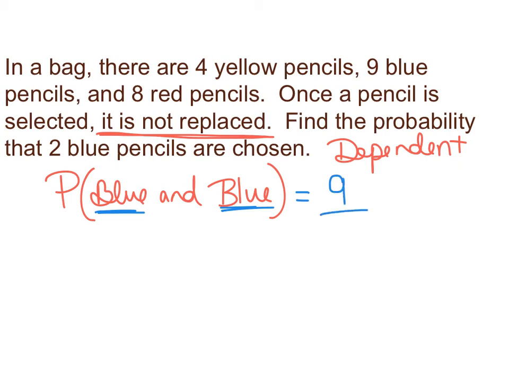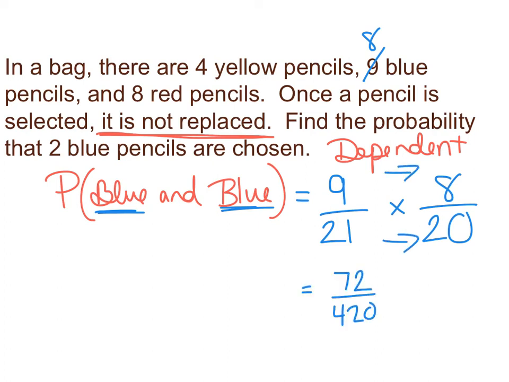All right, so my chance of pulling out that first blue is 9, because there's 9 blue, out of a total of, well, you got to add them together. 9 plus 8 plus 4 is 21, and you're going to multiply that. Now, you assume that you're successful, so you take one out, and now there's only 8, and that means your total pencils in the bag have dropped to 20. So you're going to multiply straight across for fractions, which is 72 out of 420, and that's going to reduce to 6 out of 35.